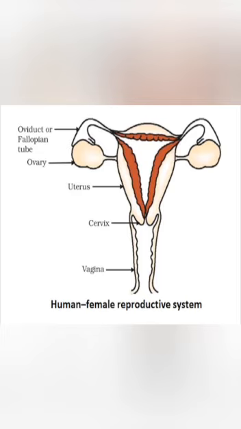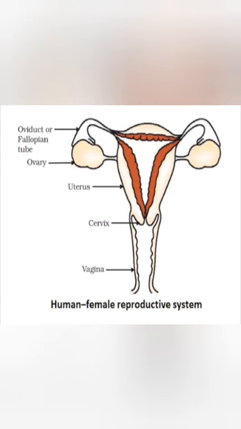What are the functions of the ovary? Female germ cells, that is, eggs, are produced in the ovary. And the ovary also secretes female hormones like estrogen and progesterone.